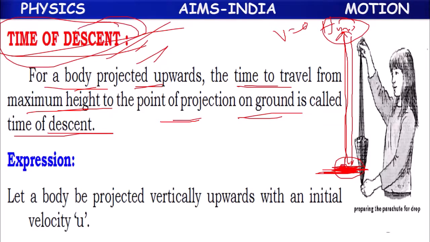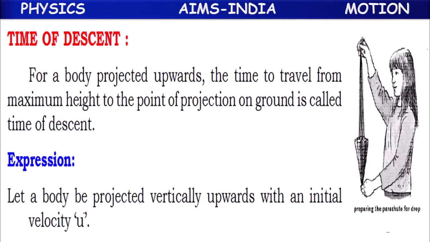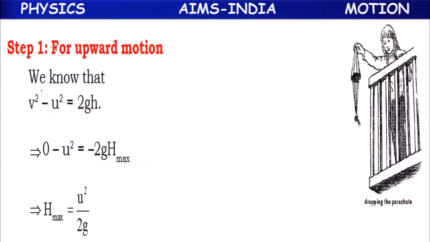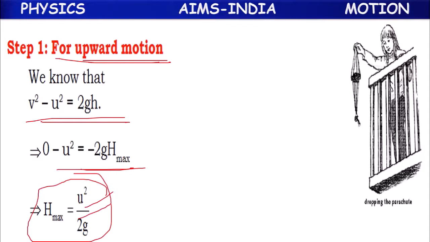how much time it has taken is called the time of descent, means falling down. So if the body is projected with the velocity u, for upward motion, we have just done the calculation, h max equal to u square by 2g. For upward motion, we got this h max value.